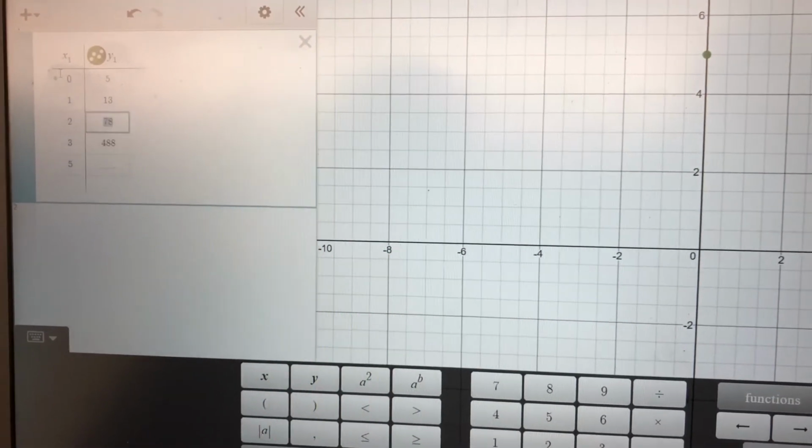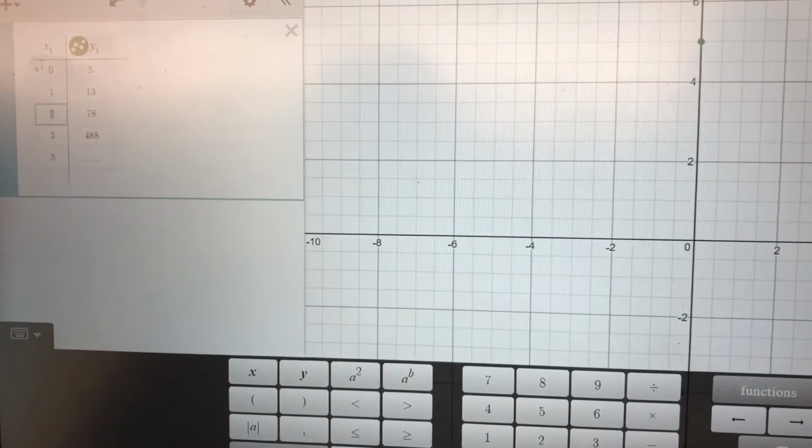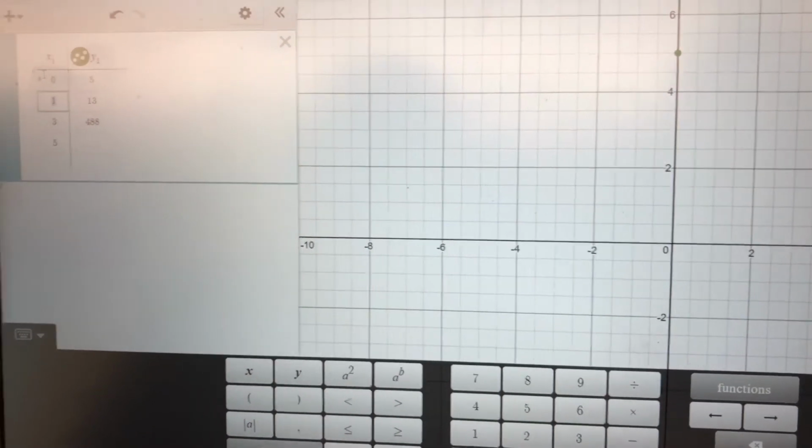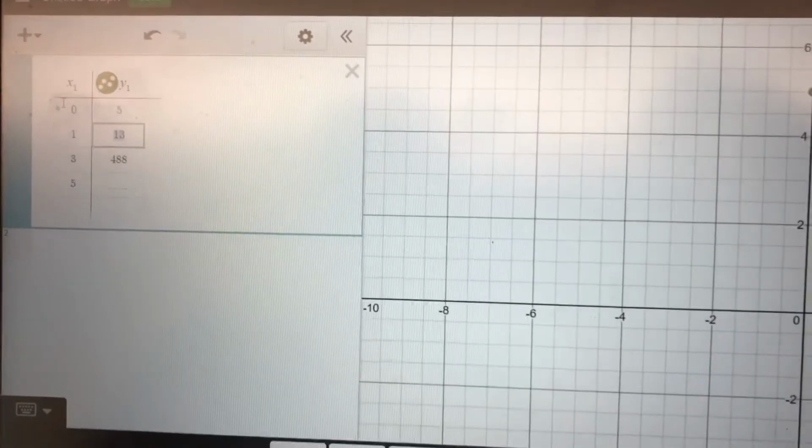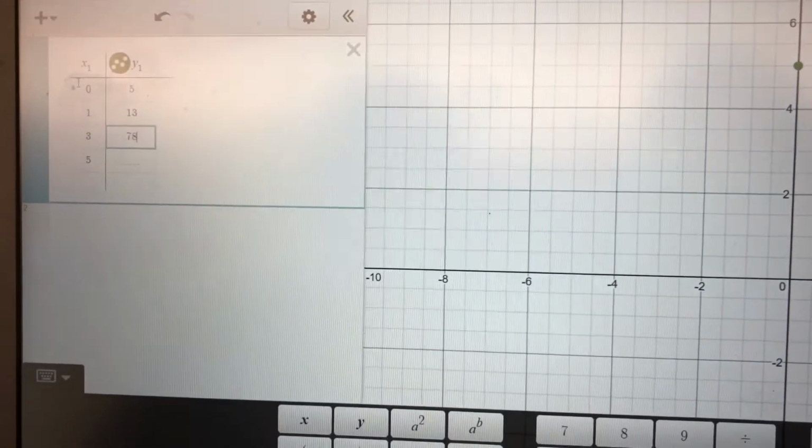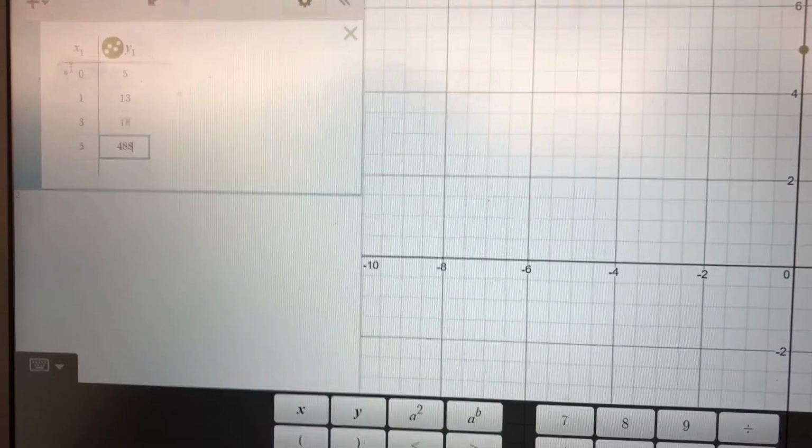Okay, and I need to take out the 2 because the 2 was not there. So I delete that. So let me see if I got this: 5, 13, there we go, 78 and 488. So that matches the table that was on the paper.